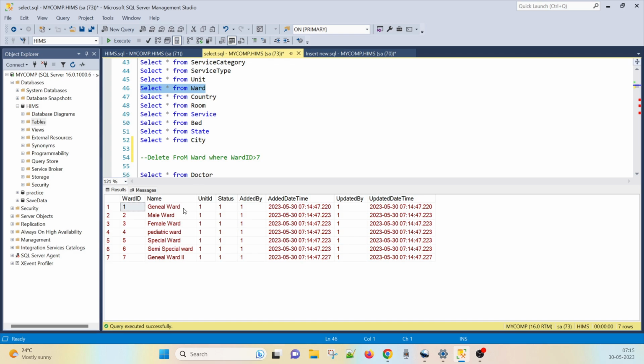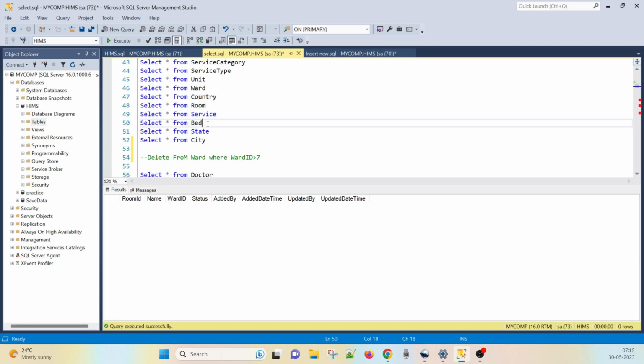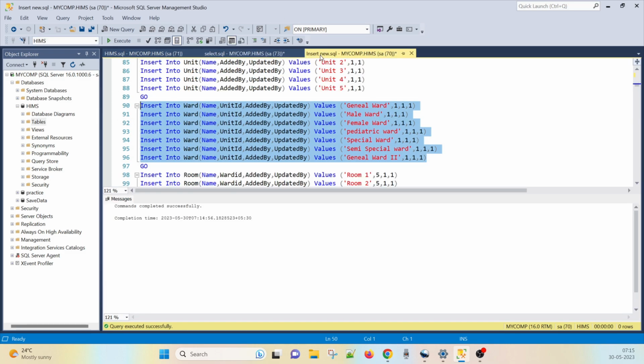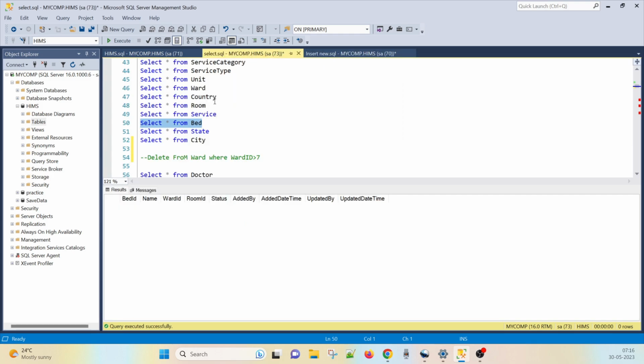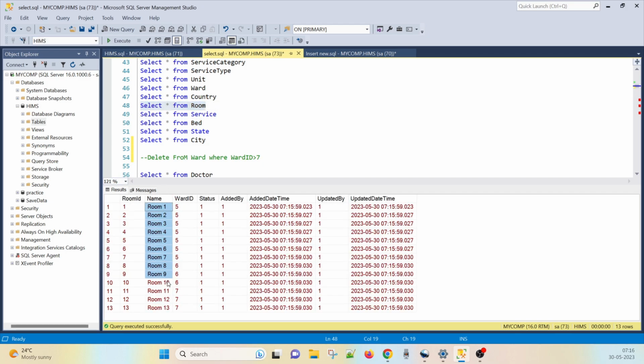So you could see there is a 7 ward, and there is a room, means no records. First of all, we will check the records in it and then insert. Room means there are multiple rooms in the hospital. So for that, I've created a room as a master table. If you select it, then you will get the data from that particular table. So room 1 assigned to the particular ward number as a 5.